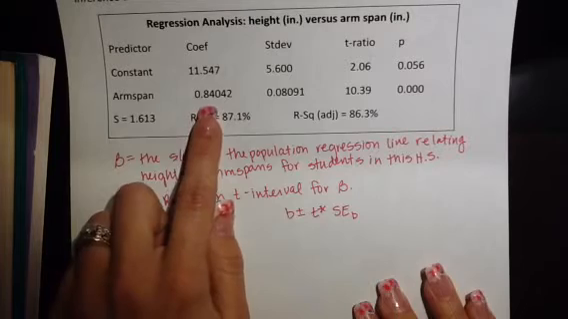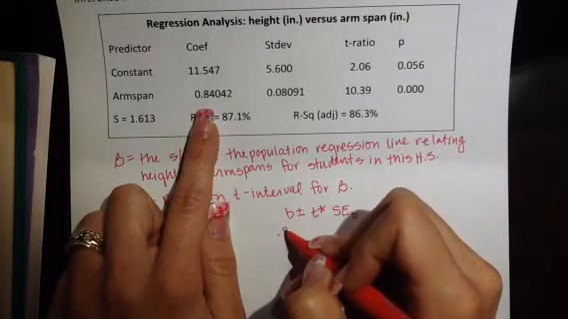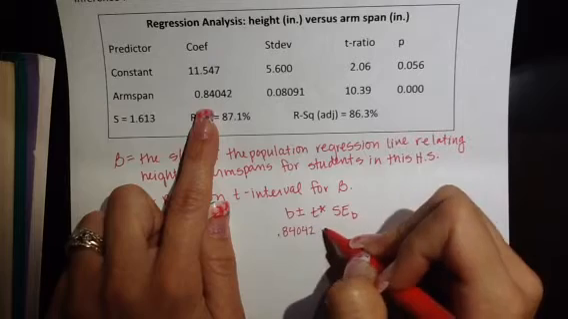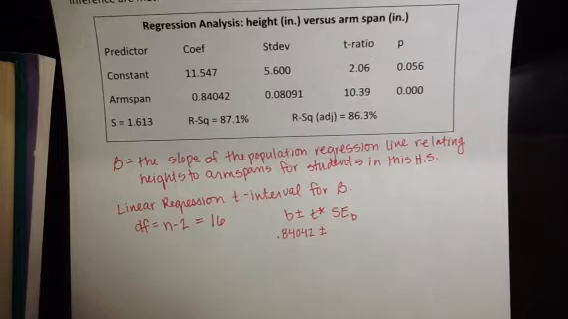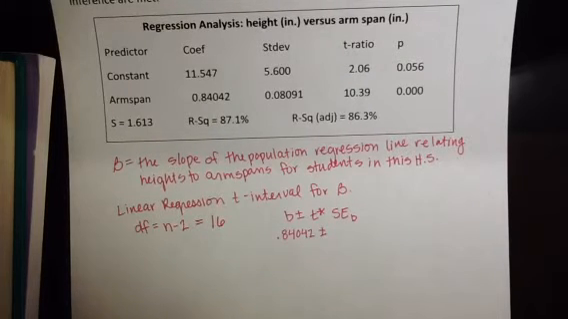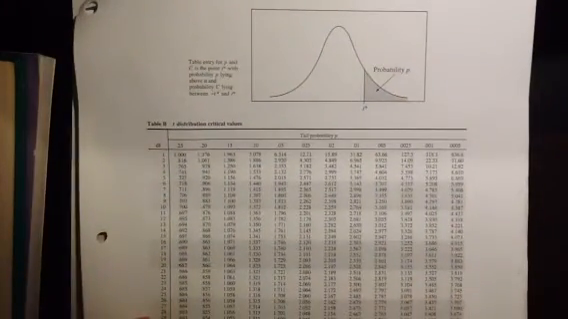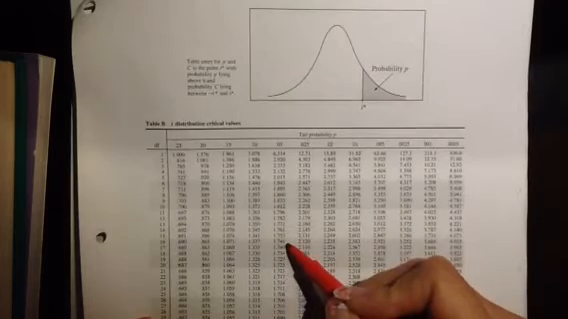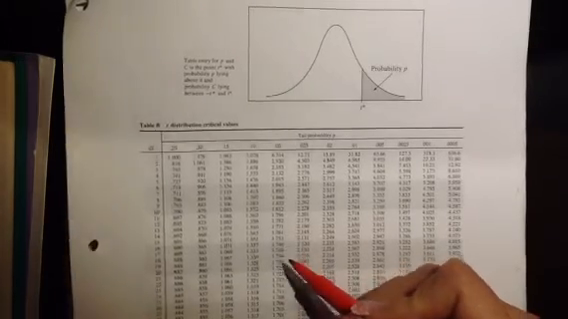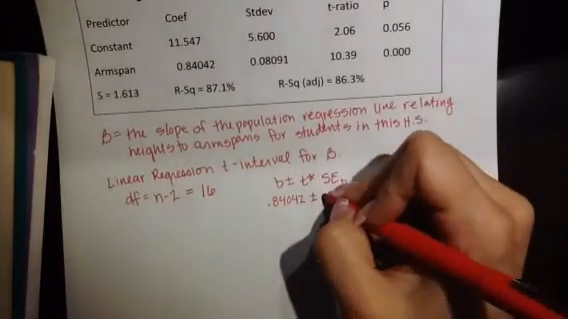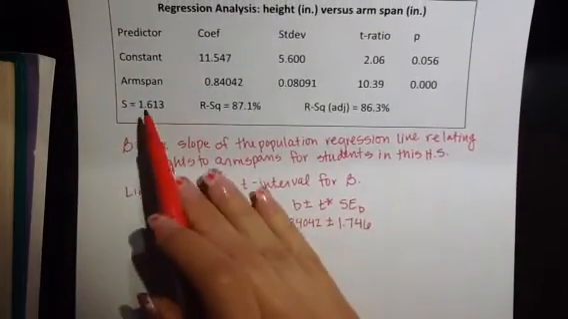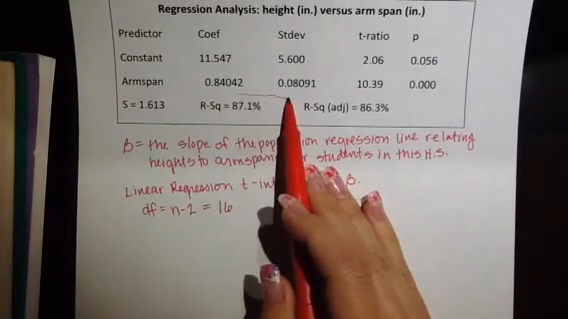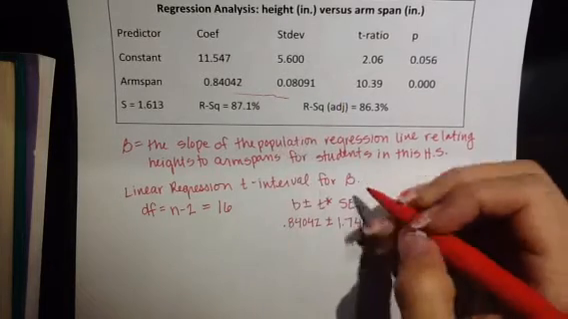Now b we get from our computer output is 0.84042 plus or minus our t critical value. Again, I'm going to my t table, and in my t table I'm going to look at my degrees of freedom. For the 90% confidence interval, I move up to 16 for my degrees of freedom, and I have 1.746. Then the standard error of b, remember we stay along this line, and standard deviation is 0.08091.